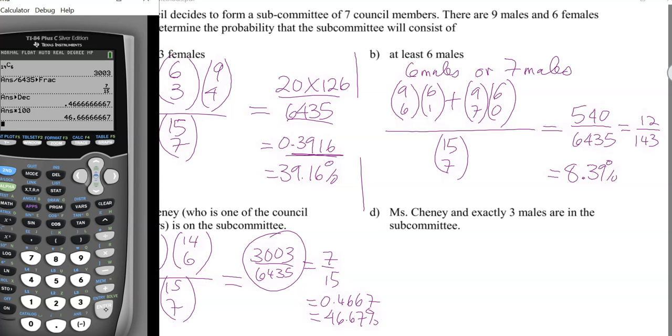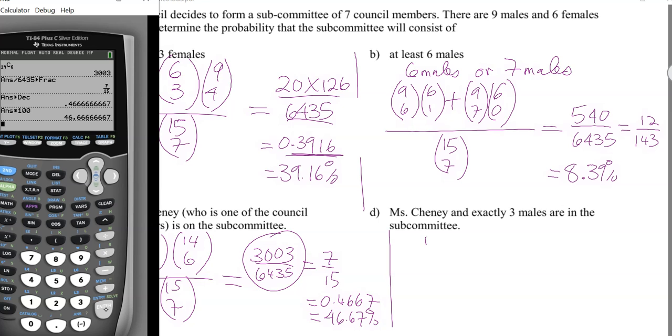So consider this sort of the raw fraction. In other words, it's the actual number on top, and on the bottom, the actual number. Then the reduced fraction, 7 out of 15, and then the decimal and the percent.